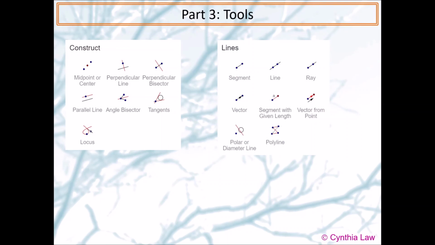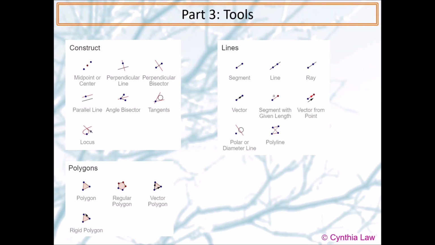Under the lines option, you can draw line segments. You can draw a line. You can draw a different kind of line called a ray. You can draw vectors. You can draw a segment with given length. You can draw a vector from a point. You can draw polar or diameter line, and you can also draw polylines.